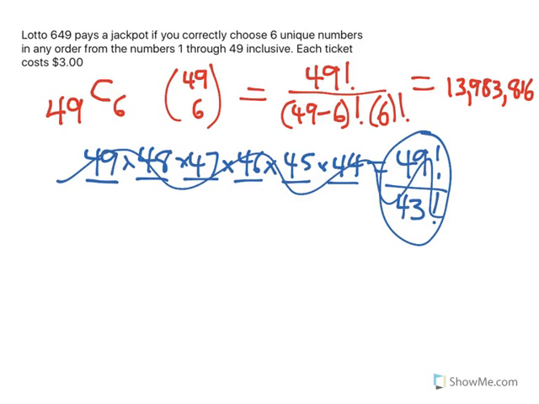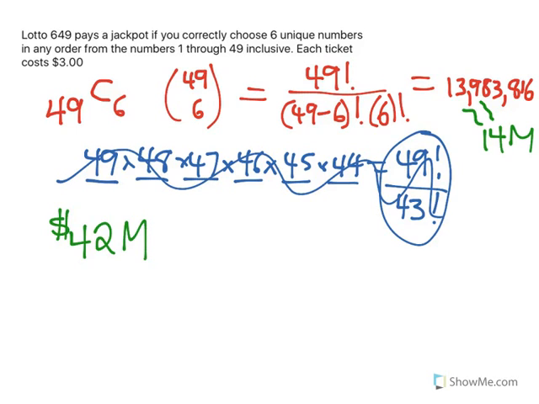Now, the real interesting part that I always like to tell students is, if there's almost 14 million combinations, how much would it cost you to buy every combination? Well, it's $3 per ticket. I'm just going to round this to about 14 million. $3 times 14 million is $42 million. So it would cost you $42 million to buy every single possible combination and be guaranteed to be holding the winning ticket in one of your 14 million tickets.